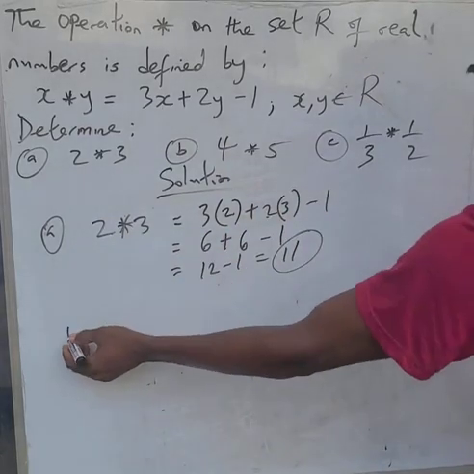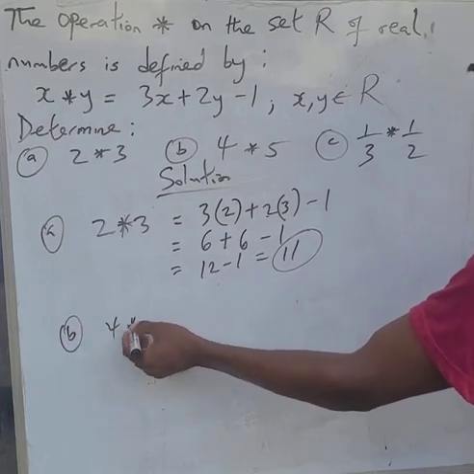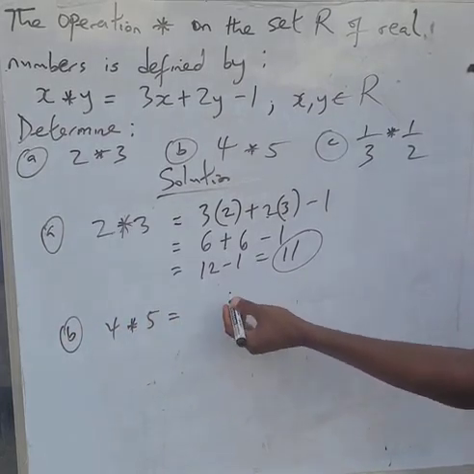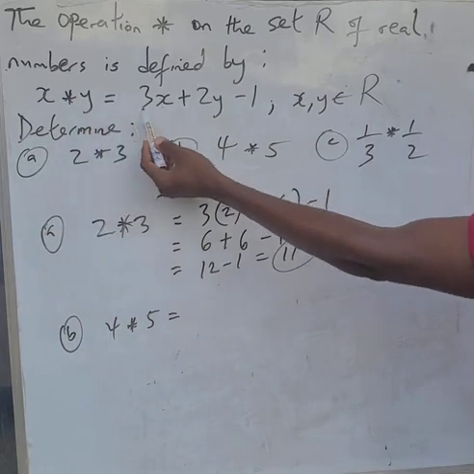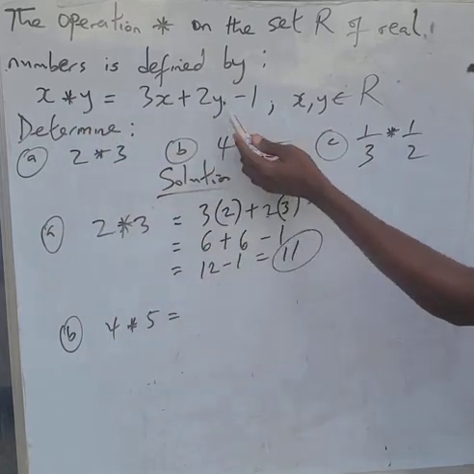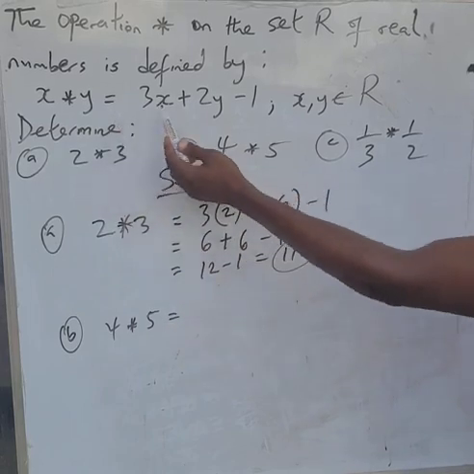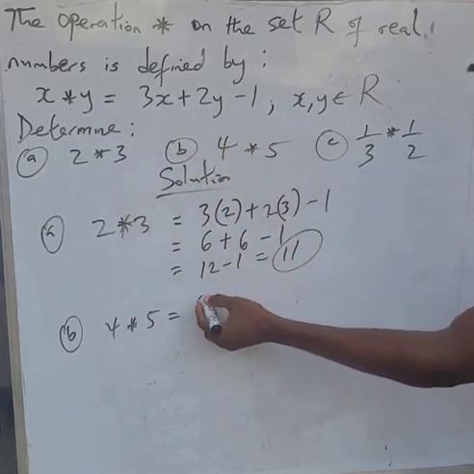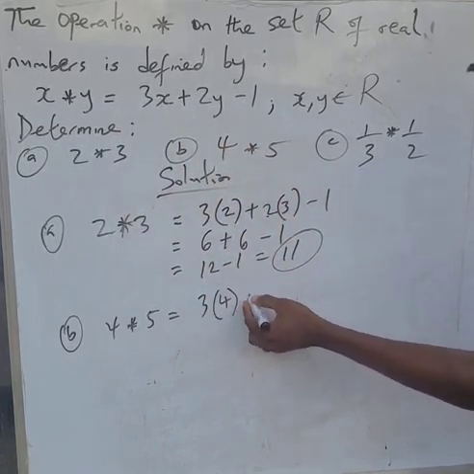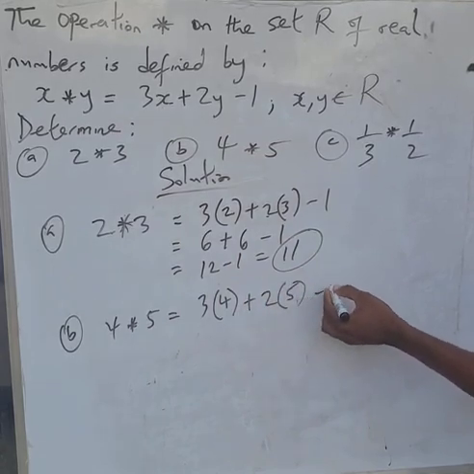We'll go to the second one, B. We have 4 asterisk 5. Like I said, wherever you see x, you call it 4. Wherever you see y, you call it 5. We replace it here. So you're going to have 3 multiplied by 4 plus 2 multiplied by 5 minus 1.